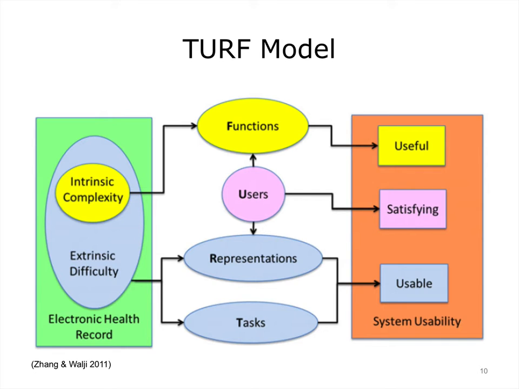For functionality, think about a paper record. Paper cannot interpret what is being written on it and then display a message in response to that input. It simply doesn't have that functionality. Finally, the R in the TURF model is representation, or how something such as a number is presented.